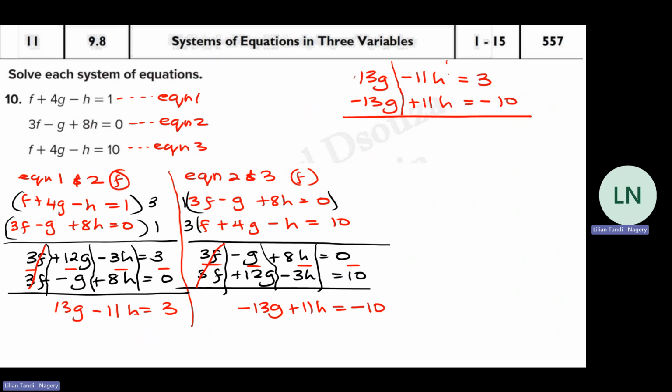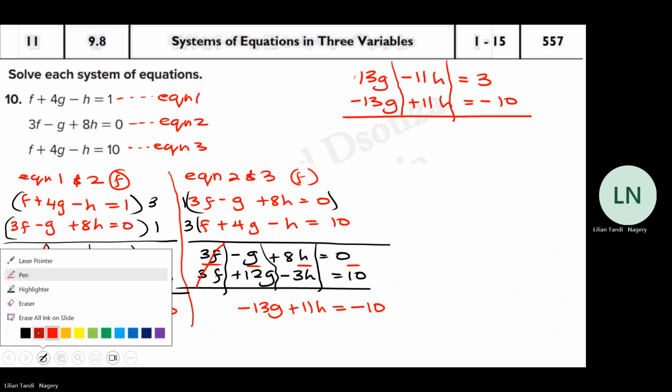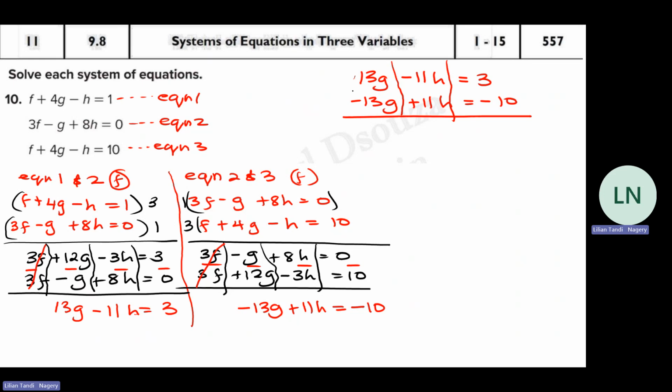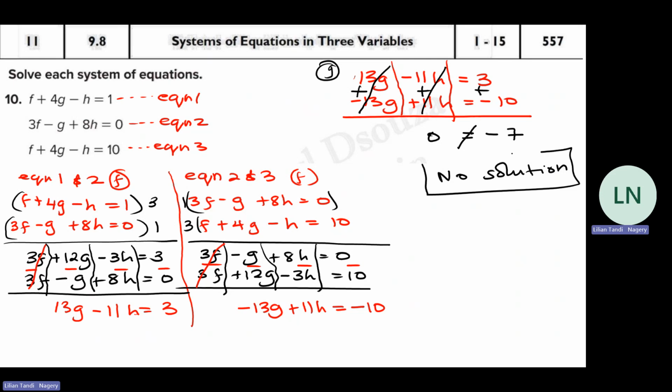Put this here, put this here. I will minus. No, I will add. I want to eliminate G. So because I want to eliminate G, I will add. This becomes 0. This becomes 0. This becomes negative 7. And 0 is not equal to negative 7, so no solution.